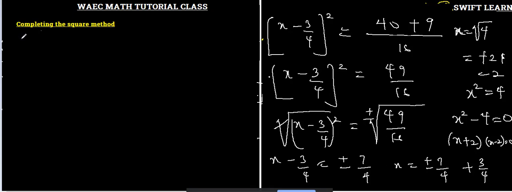So let's take another question. So I have, okay, let's see, we have 3x squared minus 8x plus 5 equals 0.